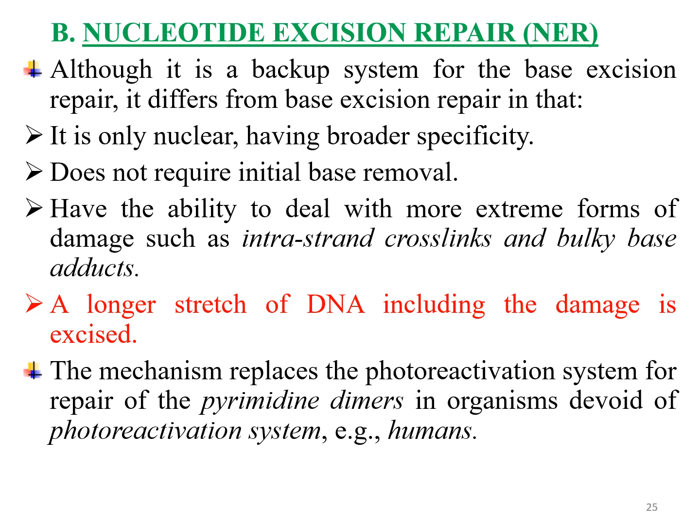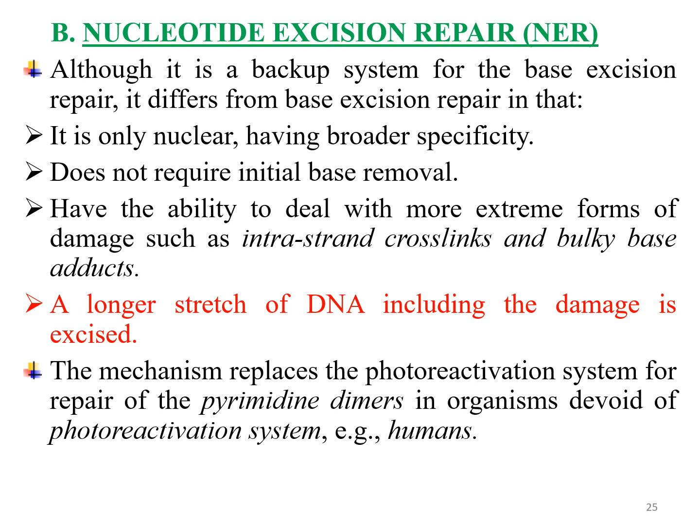The second one is NER, or nucleotide excision repair. Although it is a backup system for base excision repair, it differs from base excision repair in that it is only nuclear, has a broader specificity, and does not require initial base removal. It has the ability to deal with more extreme forms of damage such as intra-strand crosslinks and bulky base adducts. So a longer stretch of DNA, including the damage, is replaced, and it acts as a mechanism replacing the photoreactivation system for the repair of pyrimidine dimers in organisms devoid of what? The photoreactivation system, for example in humans.